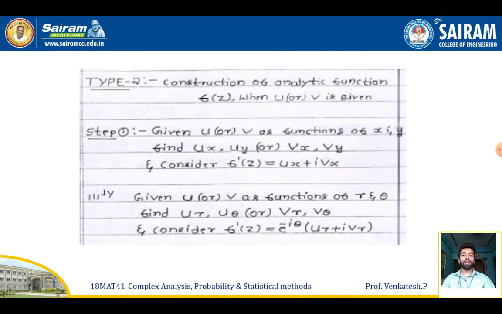Working procedure, step 1. Suppose u is given and u is a function of x and y. Then we have to compute the values of ux and uy. Or if v is given and v is a function of x and y, then we have to compute vx and vy. After finding these two partial derivatives, consider f dash of z, which is given by ux plus ivx. Similarly, if u is given and u is a function of r and theta, we have to find the values of ur and u theta. Suppose v is given and v is a function of r and theta, then we have to find vr and v theta. Next, consider f dash of z is equal to e power minus i theta times (ur plus ivr).